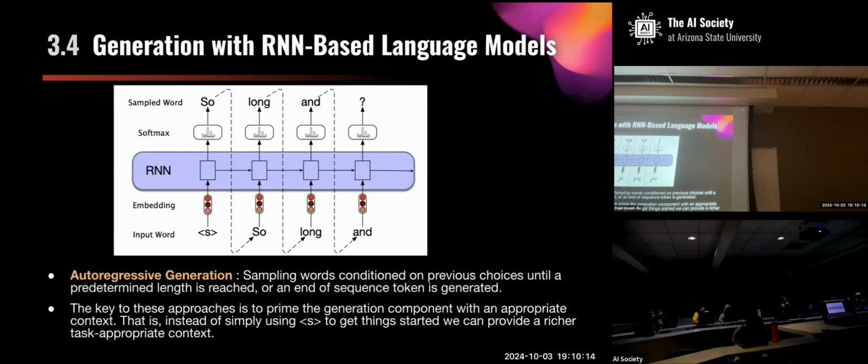So the richer the first token is, and this is what the second point here is telling: the key to these approaches is to prime the generation component with an appropriate context. If you don't have anything, no context, you just give an input token, a symbol that this is the start. And if you have a context, then you write it here, and it will give better results because it will know the context.